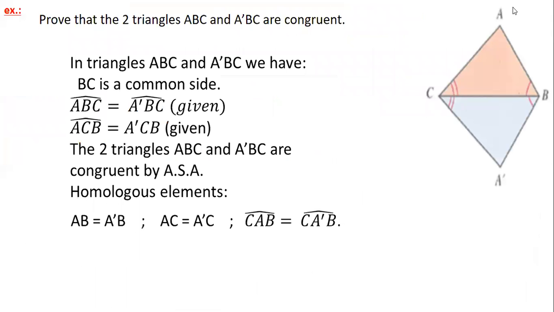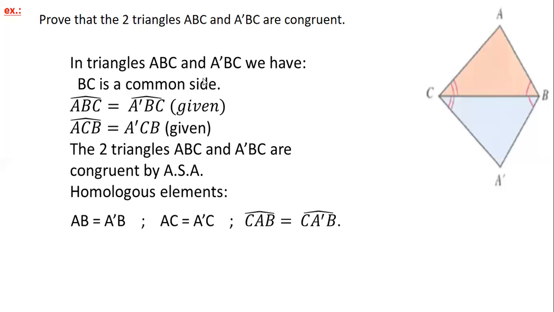Another example, given this figure in front of you, I can see two triangles, a pink triangle and a blue triangle. The pink triangle is ABC, the blue triangle is A prime BC. We should prove that the two triangles ABC and A prime BC are congruent. Let us follow the steps of writing. First, we should write the beginning sentence. So we say in triangles ABC, A prime BC, we have.